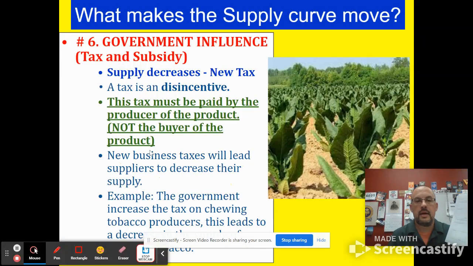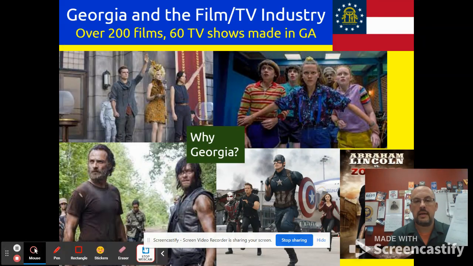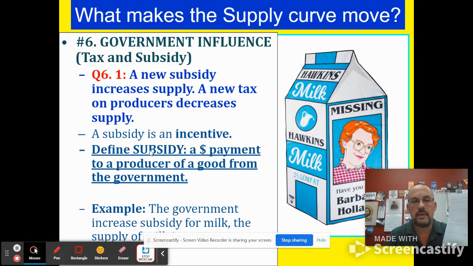Now, at this time, it would be a good idea for you to pause the video if you need time to do your subsidy and tax question. So for your scenario on your paper, the subsidy scenario, increasing supply: choose any product you want, have the government start subsidizing it, and then that will increase the supply of that product. For example, the government subsidizes apples, and that results in an increase in the supply of apples.